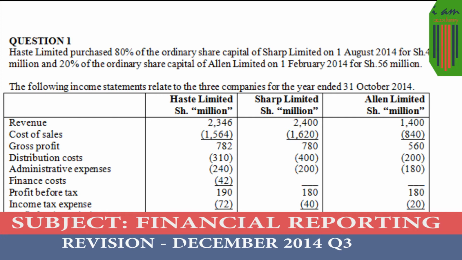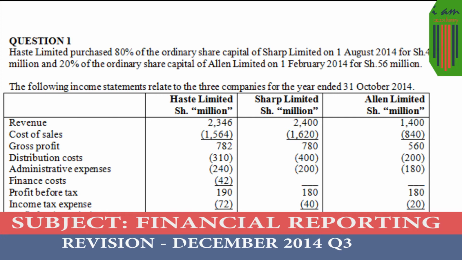During the post-acquisition period, Hearst Limited sold goods worth 200 million to Sharp Limited at a profit margin of 25%. A half of the goods were included in the inventory of Sharp Limited as of 31st October 2014.